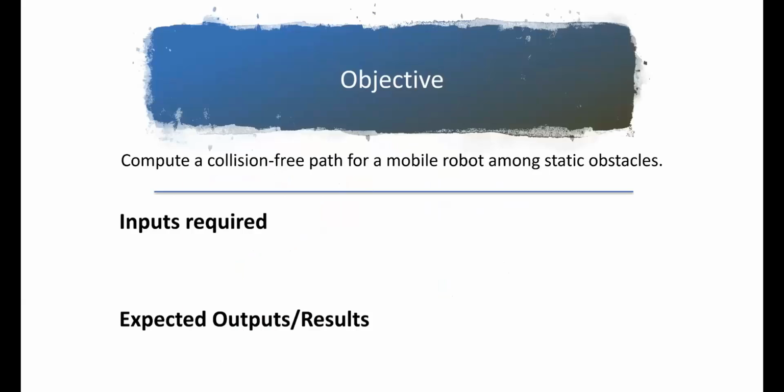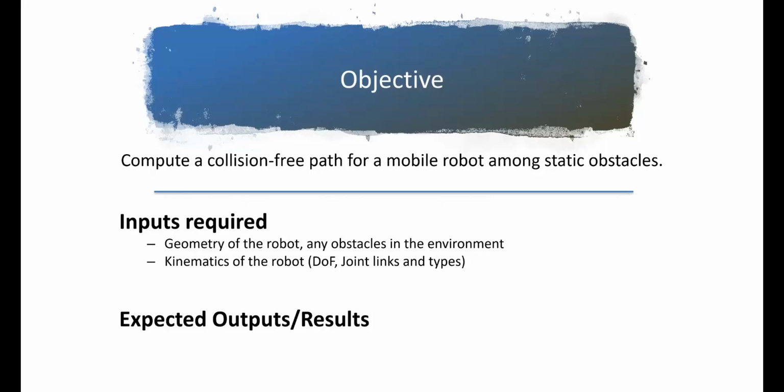And so here's where we ended last time, which is specifying our goal, right? So we want to find a collision-free path for our mobile robot with a bunch of static obstacles. And we went through our input. So we need the geometry of the robot, the obstacles in the environment. We need to know about the kinematics of the robot so we can formulate our equations. And then of course we need an initial and a goal state.